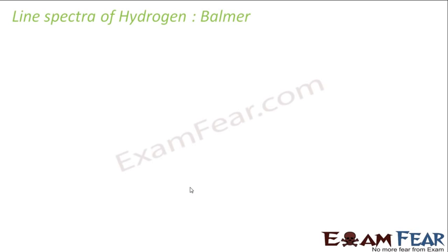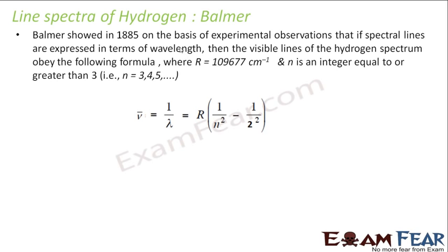So let's study the Balmer series. Balmer was a scientist in 1885. With experimental observation, he observed that if the spectral lines are expressed in terms of wavelength, then the visible lines of the hydrogen spectrum obey this formula, where the wave number is R into 1 by n square minus 1 by 2 square. This is for the visible region, because for visible light I know that my final orbit is 2.